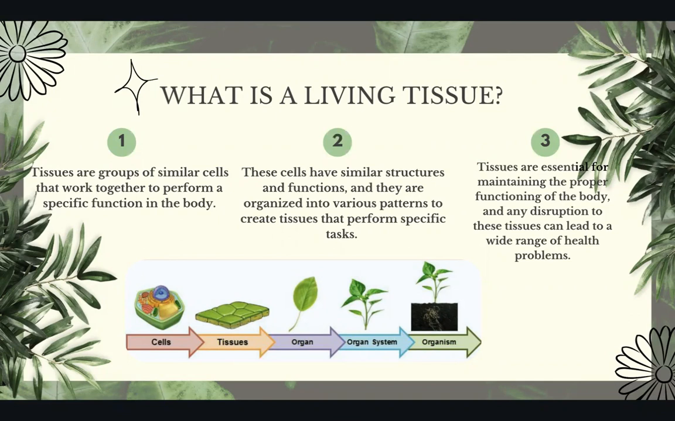Well, it can be said that cells that have similar structures and functions are organized into various patterns to create tissues and perform specific tasks. Tissues are essential for the proper functioning of the body, and any disruption of the tissues can lead to a wide range of health problems in animal tissues. As in plant tissues, it could be related to deficiency of growth, a proper growth, and a proper function in the plant body.